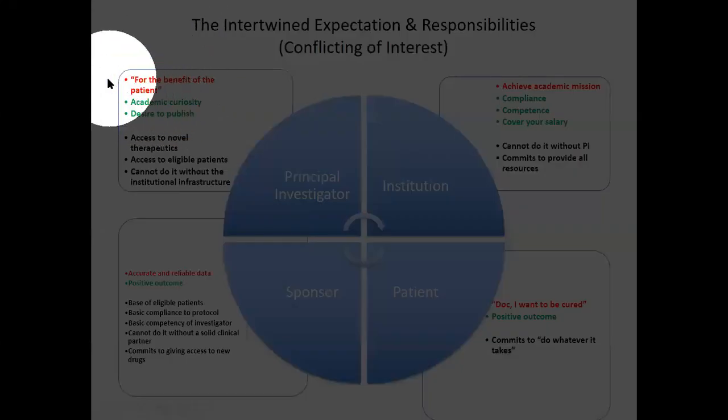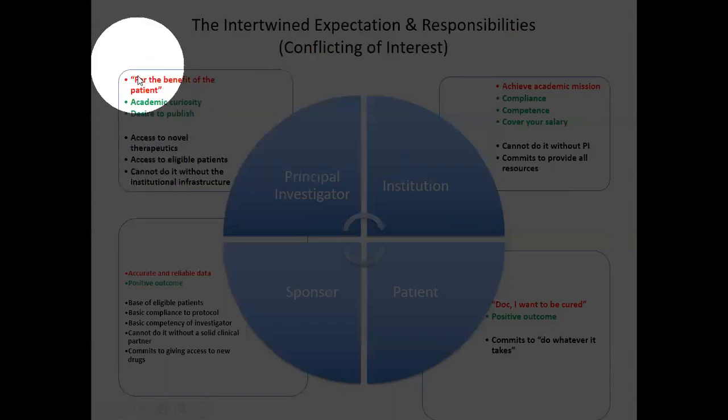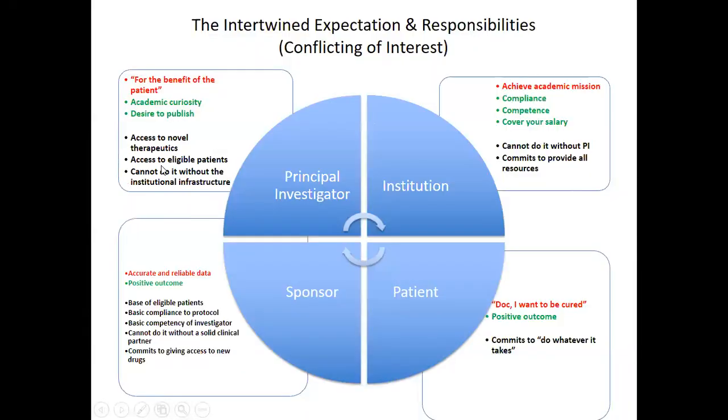Academic curiosity. I want to become professor. I need a few papers. I want to publish. Access to novel therapy. I want to tell everybody I've got this great drug that nobody else has. Access to eligible patients, obviously, and you have to do this within the construct of an institution. That's me. Altruistic? Oh, sure. Ulterior motives? Absolutely.